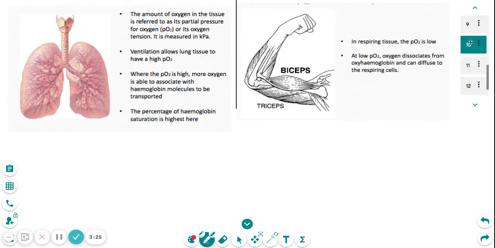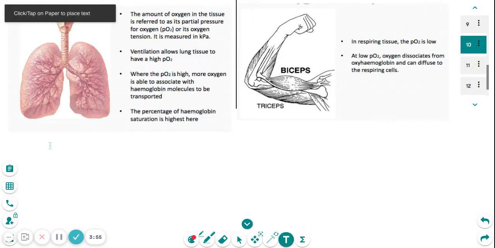So what is the role of haemoglobin? Well, its job is to carry as much oxygen as possible. And it does the job really well. If blood had no haemoglobin at all, the blood wouldn't be able to carry as much oxygen.